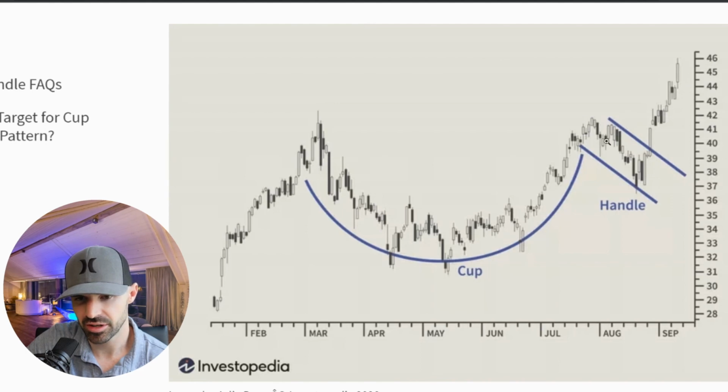And again, price then consolidates and kind of drifts downwards, forming the handle. You draw in your trend lines there. Once it breaks the trend line, then you can see that the trend continues. So it's a bullish pattern, but it's also known as a continuation pattern. As you can see, before it put in the cup, the price was moving upwards in an uptrend. And after it broke out of the handle, it continues its uptrend.